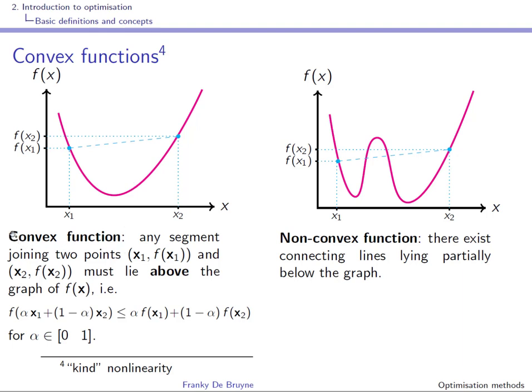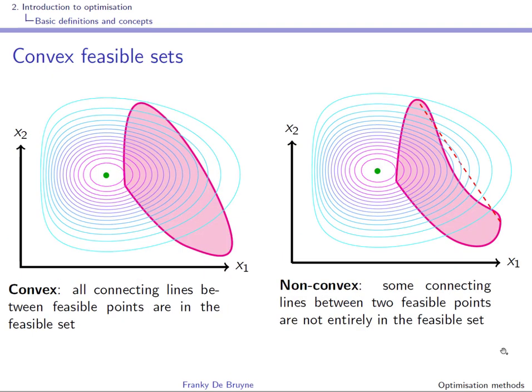Here we have defined a convex function, but we also speak of strictly convex functions, and then you have to replace smaller or equal by smaller. Of course, you can also speak of concave functions, and then you have to replace smaller or equal by greater or equal. For concave functions, the curvature is negative.